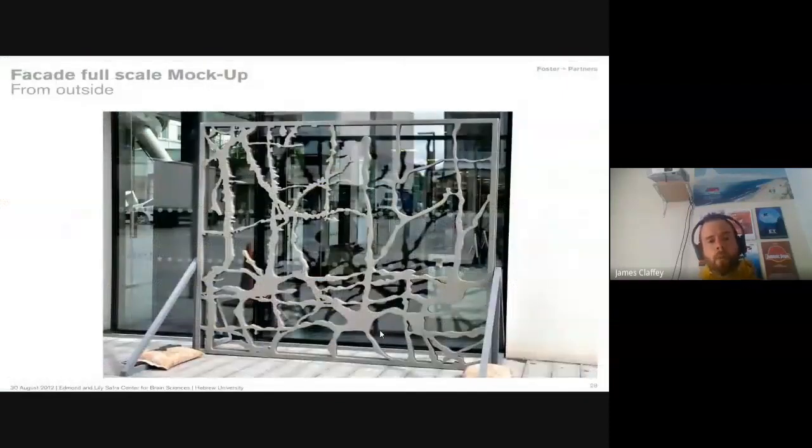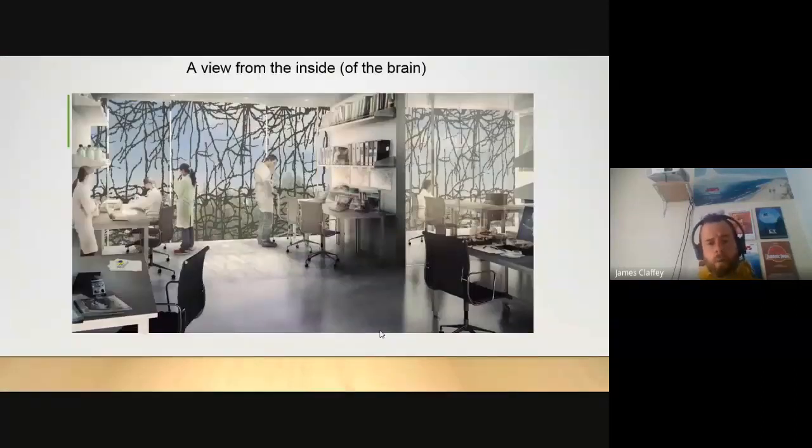There's another mock-up from outside it. And this is the way it would look from inside. So essentially, they're trying to create something that looks a little bit like you're inside a brain. You can take from that what you will, whether you're a fan or you think it looks like there's just mold and some kind of moss growing outside it.